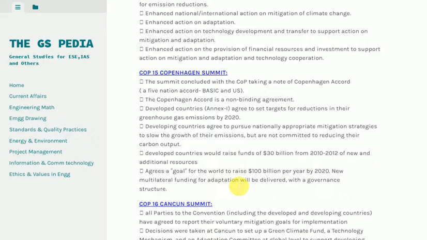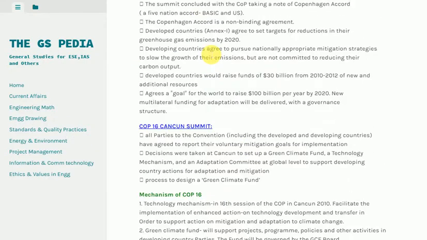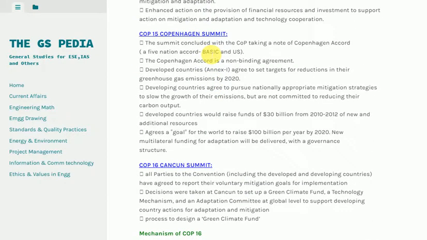Developed countries would raise funds of $30 billion from 2010 to 2012 of new and additional resources. Agrees a goal for the world to raise $100 billion per year by 2020. New multilateral funding for adaptation will be delivered, with a governance structure.